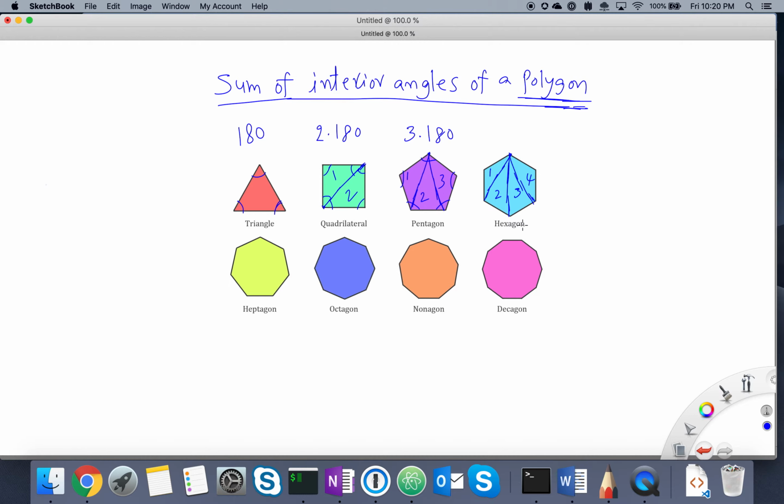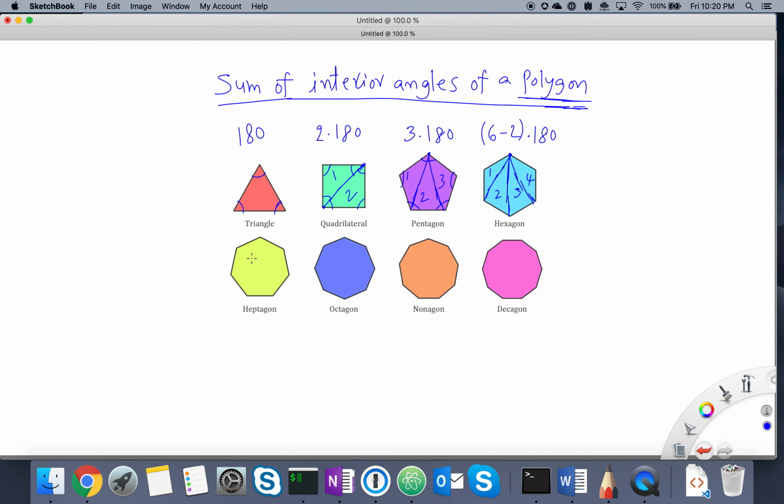So compared to the number of sides of a polygon, it will always have sides minus 2 number of triangles. You can break that into sides minus 2 number of triangles. So I can write 1, 2, 3, 4, 5, 6, right? So I can say 6 minus 2 is the number of triangles, times 180, which is the sum of interior angles of each triangle. So 6 minus 2, 4. 4 times 180, whatever that number is.